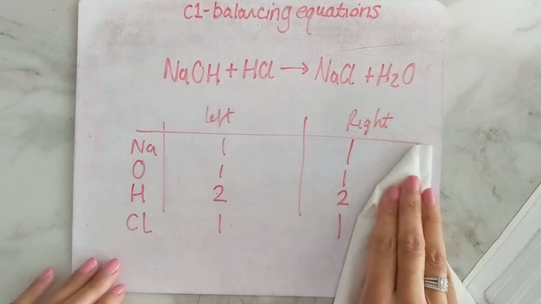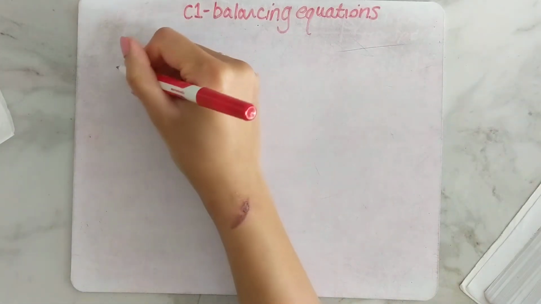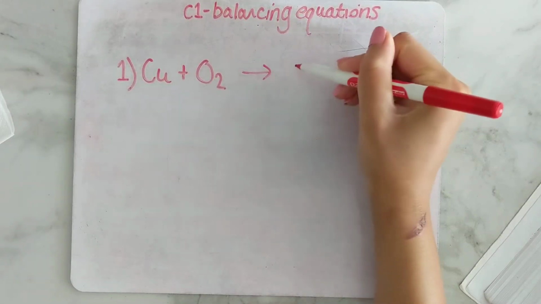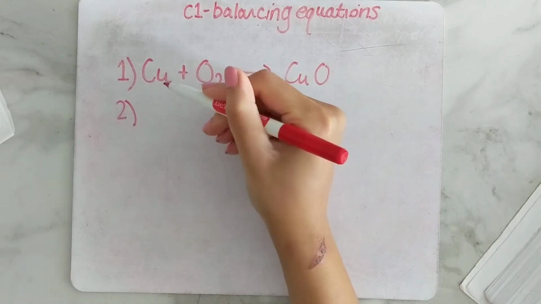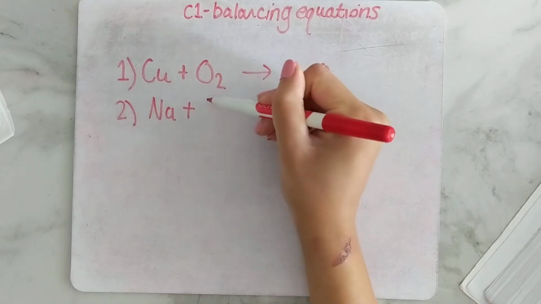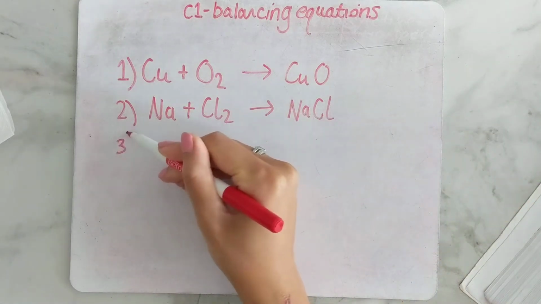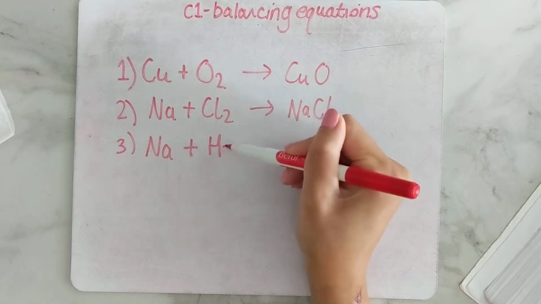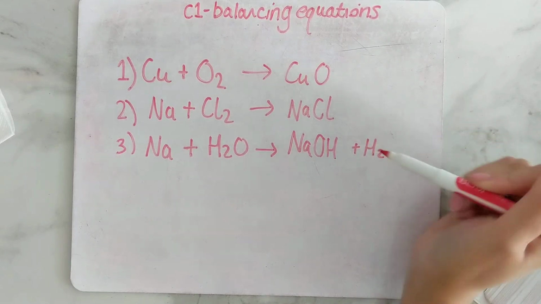Right then. So I'm going to write out five questions for you. So number 1, Cu plus O2 goes to CuO. Number 2, Na plus Cl2 goes to NaCl. Number 3. Okay, I'm going to make it a little bit harder. Na plus H2O goes to NaOH plus H2.